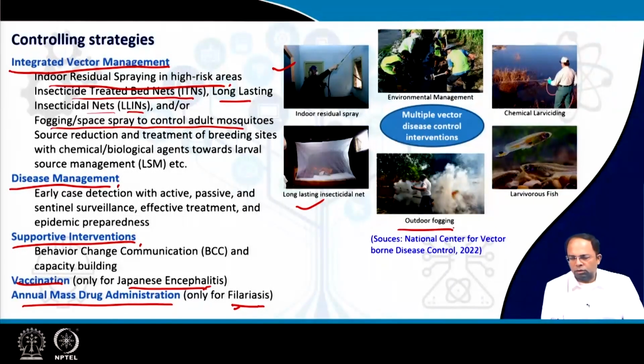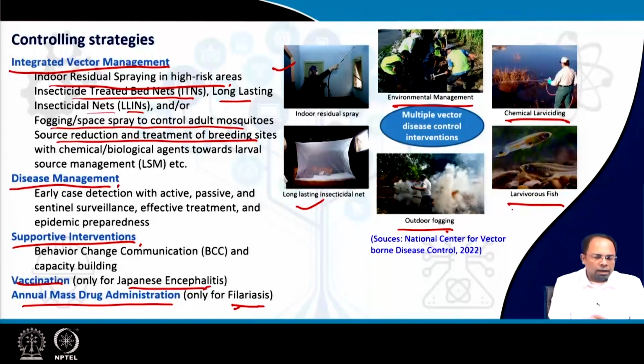So that means you can do outdoor fogging, and you can do certain kinds of other management as well, like you can clean the drains, clean all the stagnated water bodies and so on. Then source reduction and treatment of breeding sites. You can do chemical treatment or biological treatment. You can do chemical larviciding. You spread chemicals on that water body, which kills the larva or prevents the growth of larva. Or you can use biological measures, such as fish which consume this kind of larva.